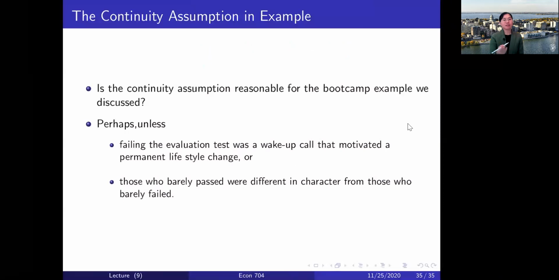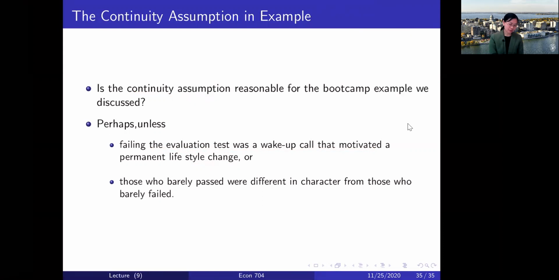For example, maybe failing the evaluation test was a wake-up call that motivated a permanent lifestyle change. If that happened, regardless of the boot camp, failing the evaluation test would have had a discontinuous effect on your BMI at age 40. So that will create a discontinuity in E[U given W], and it will violate the continuity assumption.